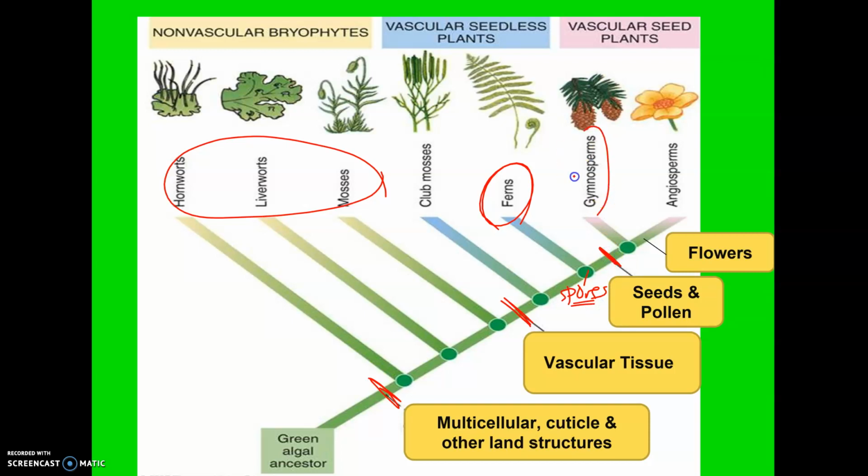So the gymnosperms, the pine cone plants, and the angiosperms, the flowering plants, both of them make seeds and they have pollen. But the flowering plants have an additional characteristic, which is that they have an ovary inside that flower and it becomes the fruit, which protects then the seeds and helps them to get transported to other locations.